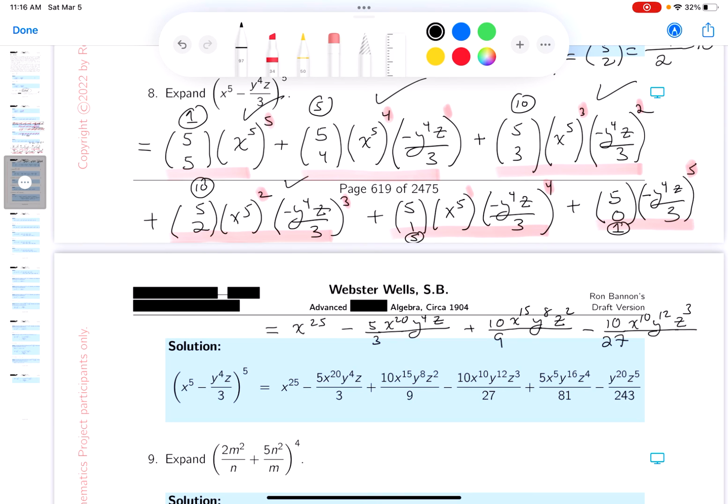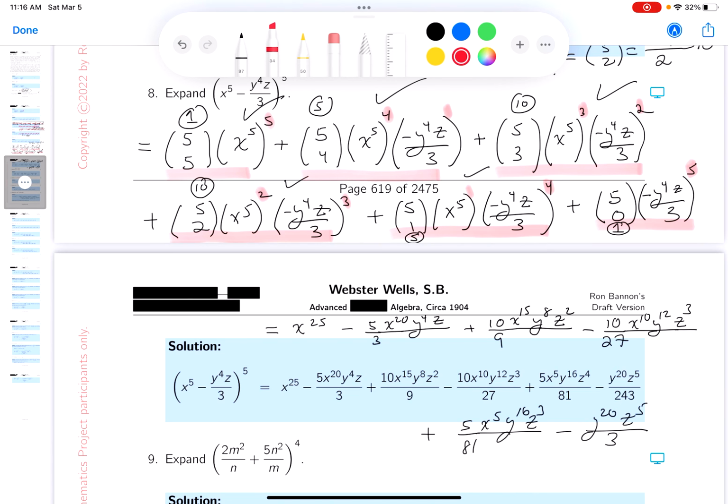All right? Let's go to this term. Really not that bad, but I'm running out of room. This is going to be plus, let's see, 5 over 81. You're going to get x⁵. You're going to get y, 4 times 4 is 16, and z cubed. Last but not least, what are you going to get? Minus, well, there's going to be a 3 in the bottom, and there'll be y²⁰, z⁵.